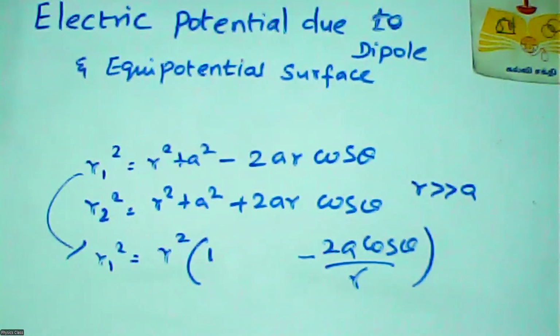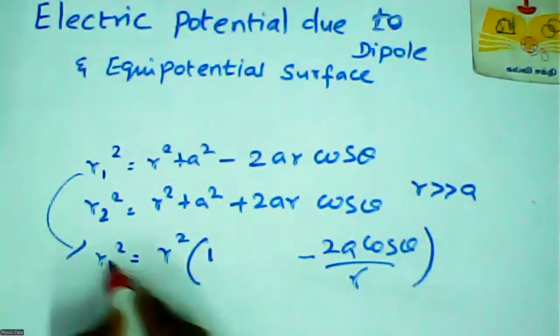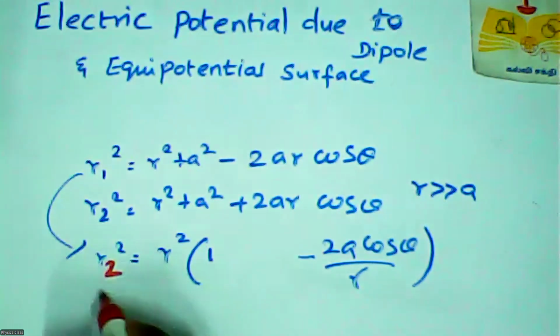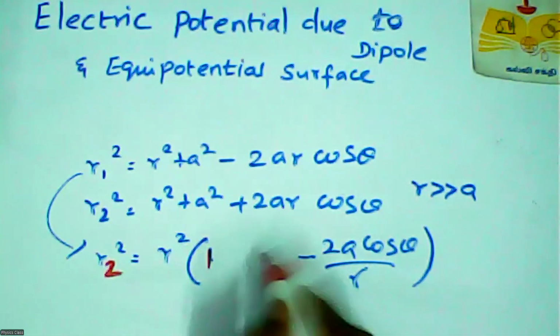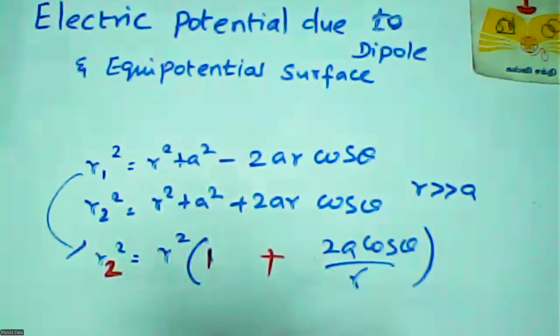Same process for R2 square: R square times 1 plus 2A cos theta by R. So using the binomial theorem, we can write 1 by R1 and 1 by R2, and finally we can write the potential.